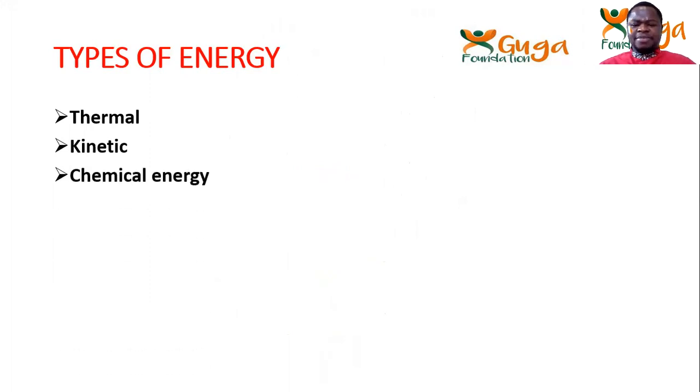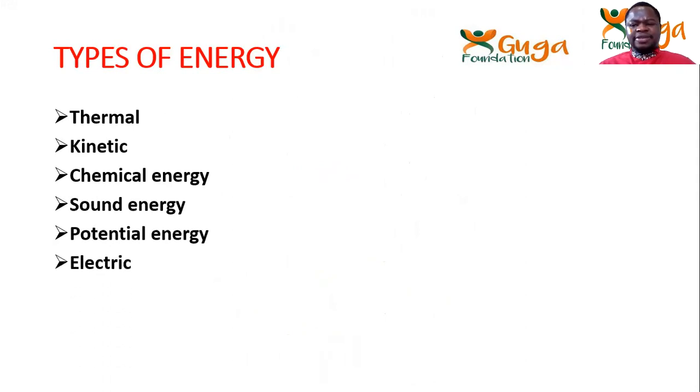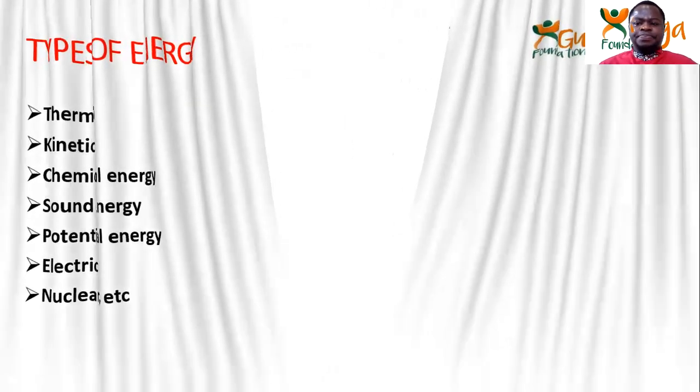We've got types of energy. You've got thermal energy, which is the energy due to heat. And then you've got kinetic energy, which is the energy an object has due to motion, movement. You've got chemical energy due to chemical bonding, sound energy due to sound, potential energy, and electric energy due to electric field. Here you've got nuclear, etc.